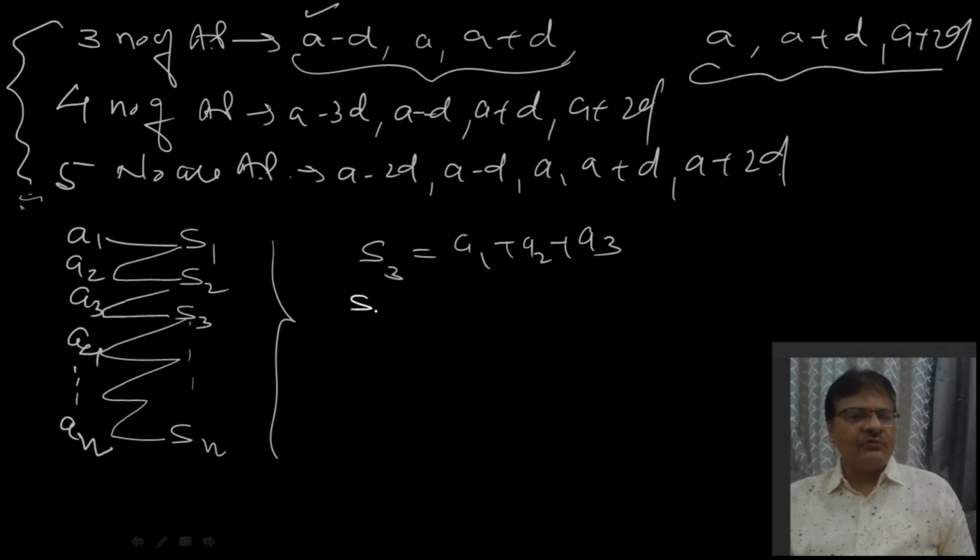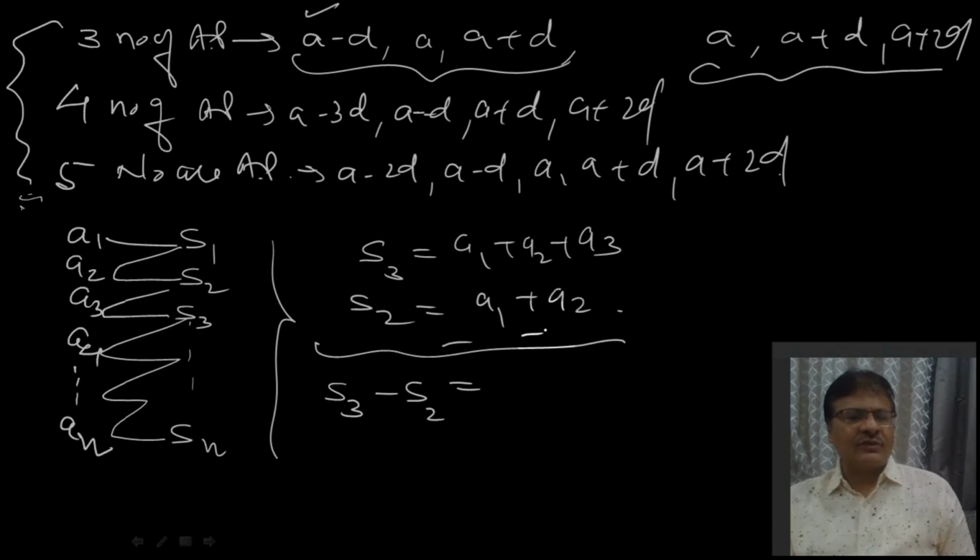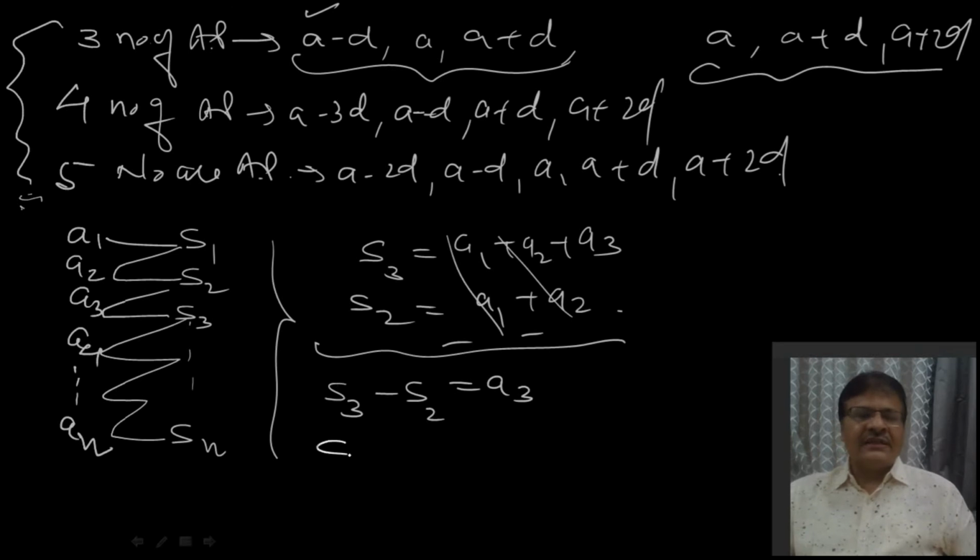And the sum of two terms, can I say that is a1 plus a2? If I subtract, then what do I get? S of 3 minus S of 2 equal to, these two cancel, a1, a2, what do I get? A3? Yes. So can I write S3 minus S2 equal to, I can write it 3 minus 1, this is 2, so this is a3.